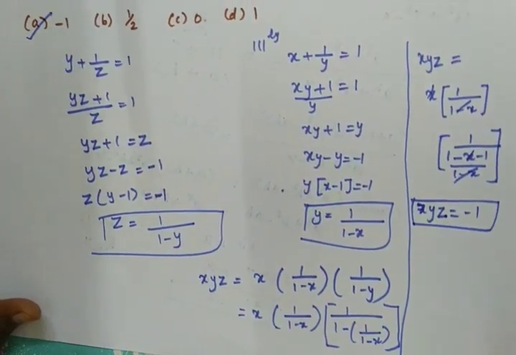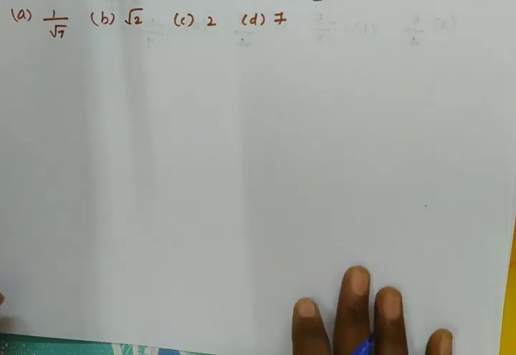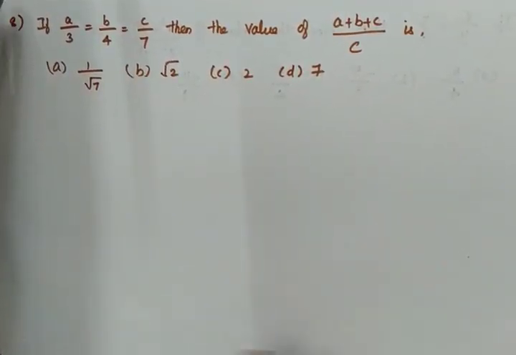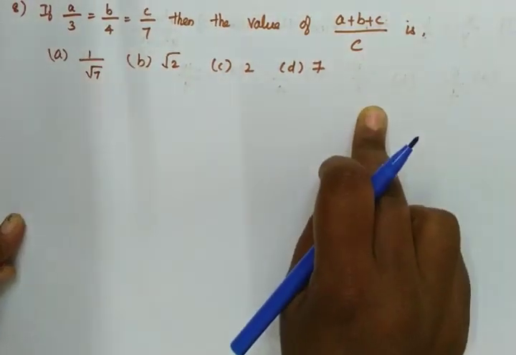Let us move on to the next problem. If a by 3 is equal to b by 4 is equal to c by 7, then the value of a plus b plus c by c is, so those are the options.